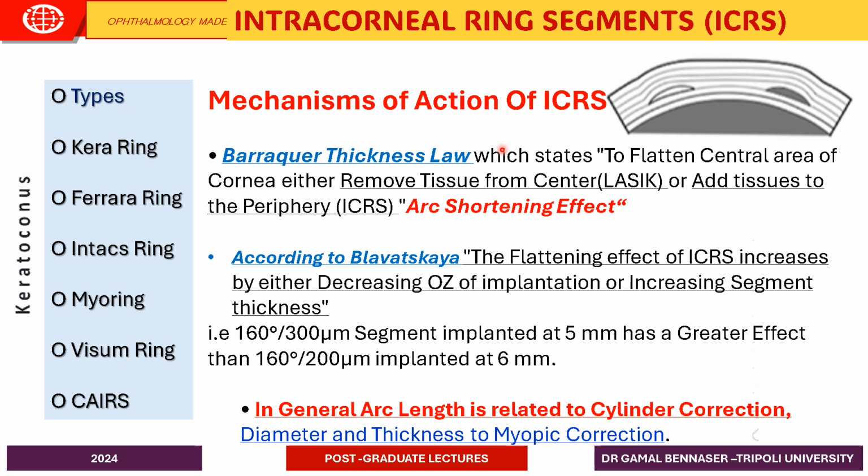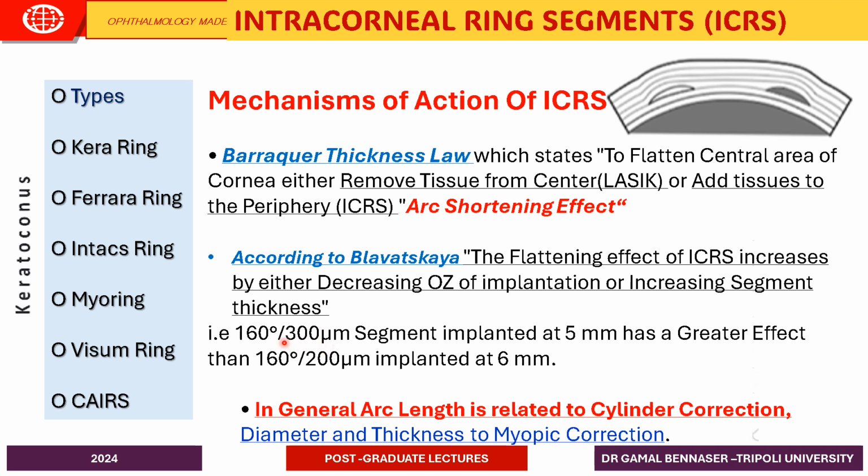And according to Blavatskaya, the flattening effect of the intracorneal ring segments increases as we increase the thickness of the segment or decrease the optical zone. That's to say, a 160 degree, 300 micron segment implanted at a 5 millimeter optical zone will generate a greater effect than the same segment with a thickness of 200 micrometers implanted at 6 millimeters. Why? Because when we increase the optical zone, the effect is reduced, and the smaller the optical zone, the more the effect. Also, the smaller the thickness, the less the effect.